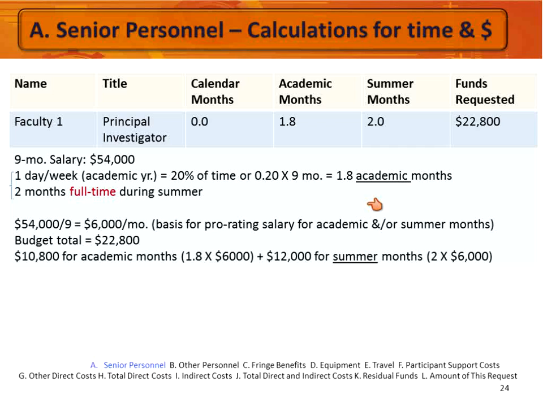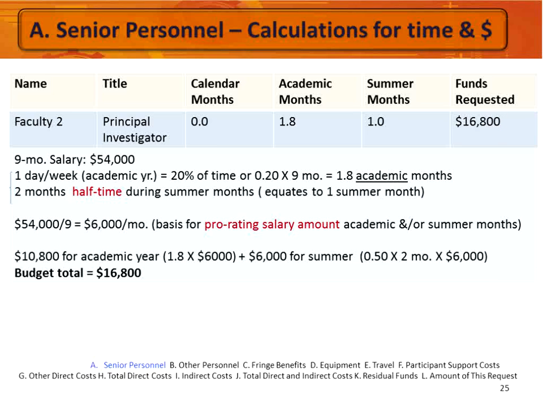The total time is reported split between academic and summer months. So we want our time here in academic months, separate time for summer months here. But there will be only one budget amount that you put, and it is the sum of the two. And you'll see I've written all this out down here for you. $10,800 for the academic months plus $12,000 for 2 full months in the summer is going to give you your full annual budget amount for this particular individual.